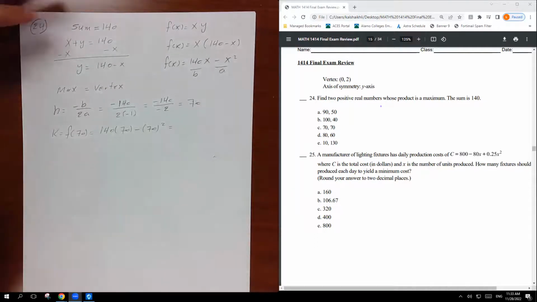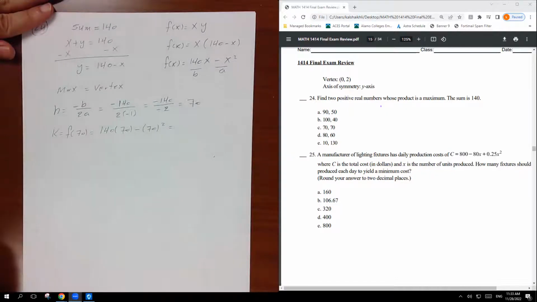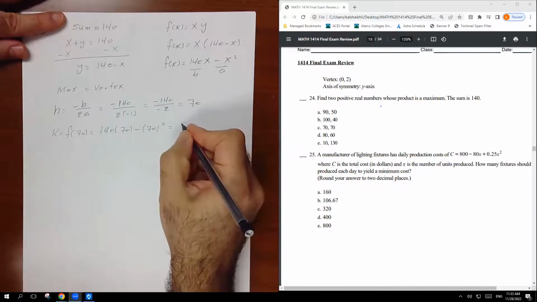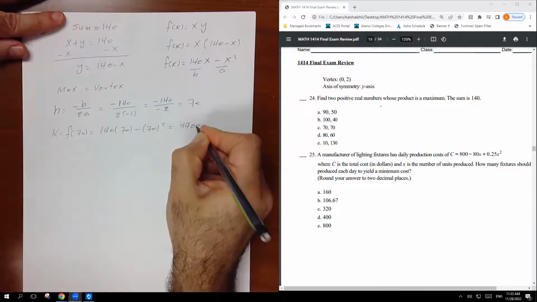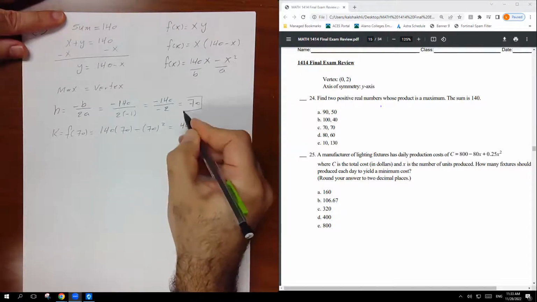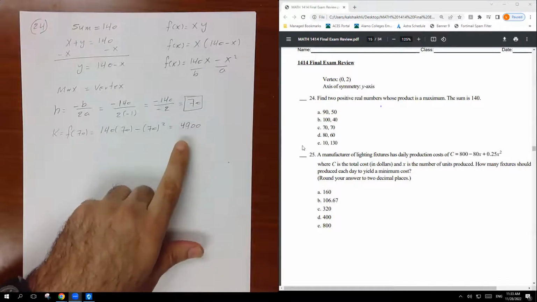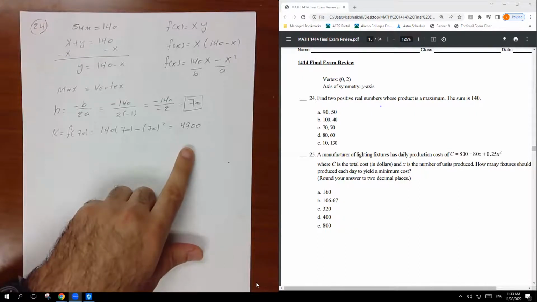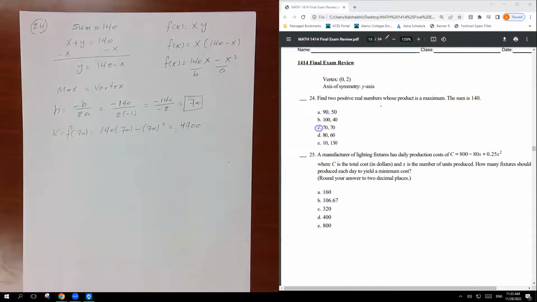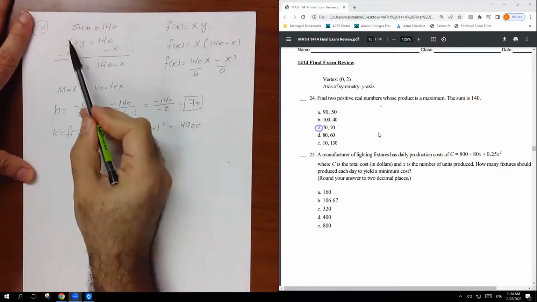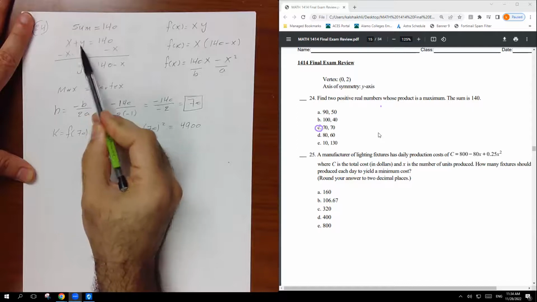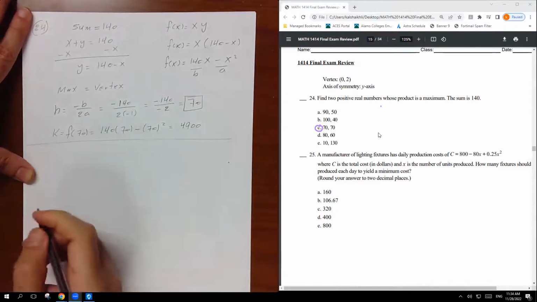Let's check that. So 140 times 70 minus 70 squared. This is the max, which is going to be 4900. That's mean x equals 70 and y equal 70. So this is the maximum, which is going to be 4,900. That's mean we're going to choose the option C. So this is the first number. If you plug in here, that's mean 70 plus 70 is going to be 140. So that's it for 24.